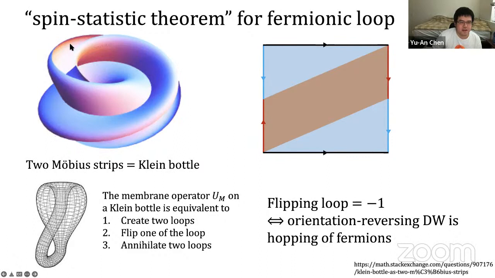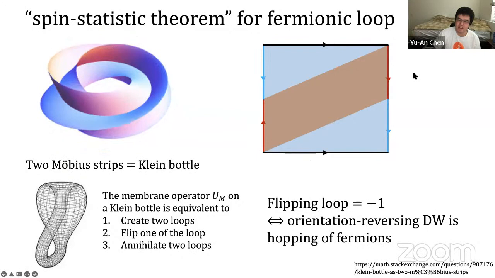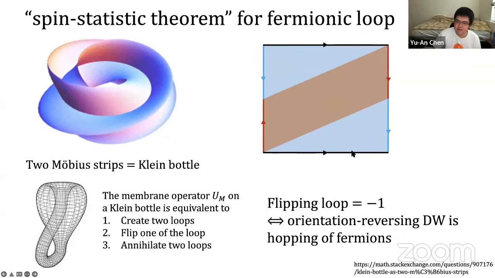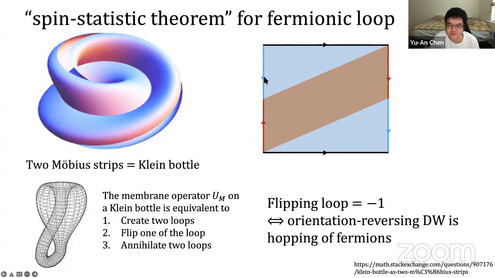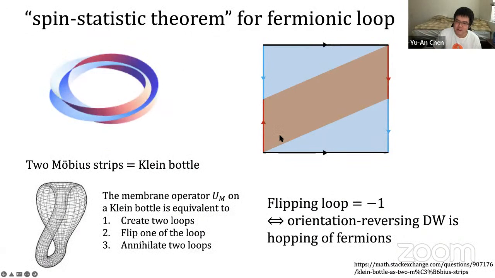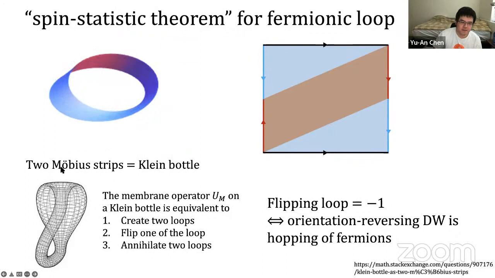It may not be easy to see the first time, but it's easy to see from the right hand side, which is the square. I identify the bottom line and the top line with the same orientation, and the left and right with opposite orientation. There's some typo here. I think this arrow should be going up. Then we can decompose the Klein bottle into two regions, the orange region and the blue region. So it decomposes into two Mobius trees. It's very well known that two Mobius trees equal one Klein bottle.